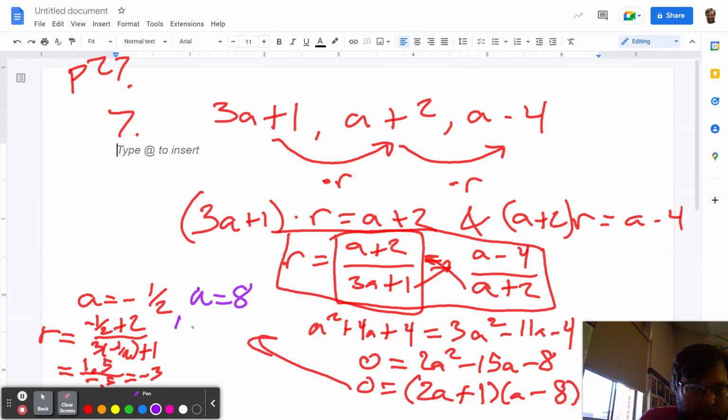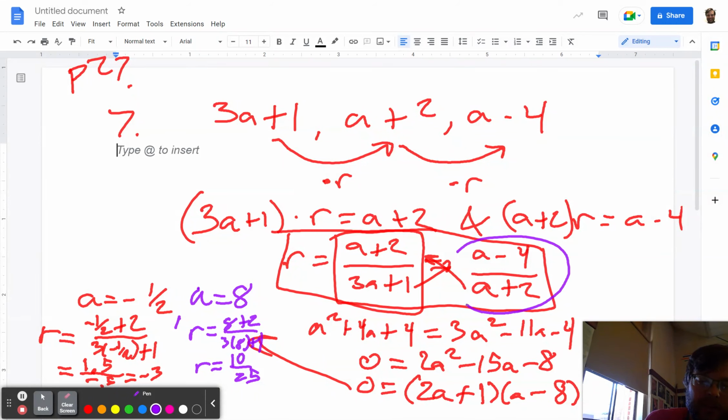The other one says that a equals 8. So then r equals 8 plus 2 over 3 times 8 plus 1, which makes 10 over 25 right there. You can also double check your answer by looking at the other definition of what r is and just making sure that you still get negative 3 for the red r value and 10 over 25 for the purple r value. Okay, and that should be good for number 7.